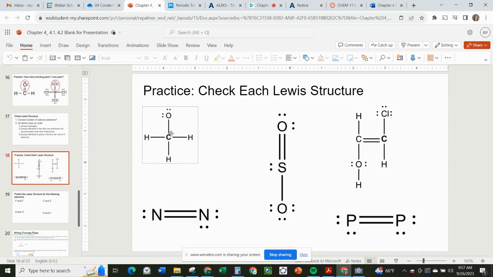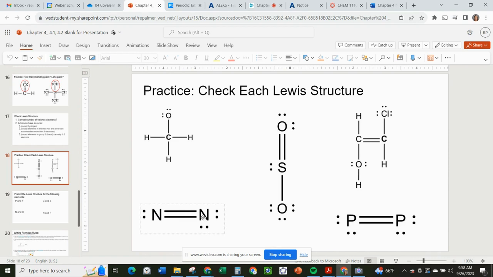If we count up these electrons, we have 2, 4, 6, 8, 10, 12. So this is only showing 12 valence electrons. We should have 13. So this one is incorrect because the total number of valence electrons is wrong. And that's what the Alex topic will ask you: why is it wrong? This one's wrong because it has a different number of total valence electrons than it should. Okay, let's jump down to this one.